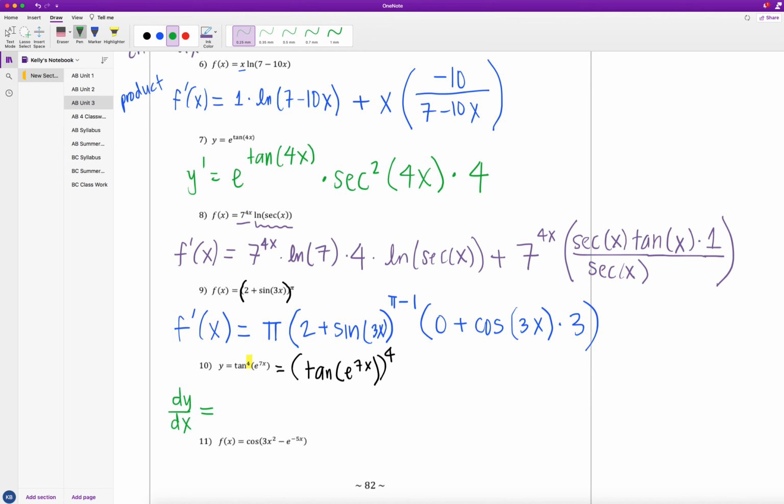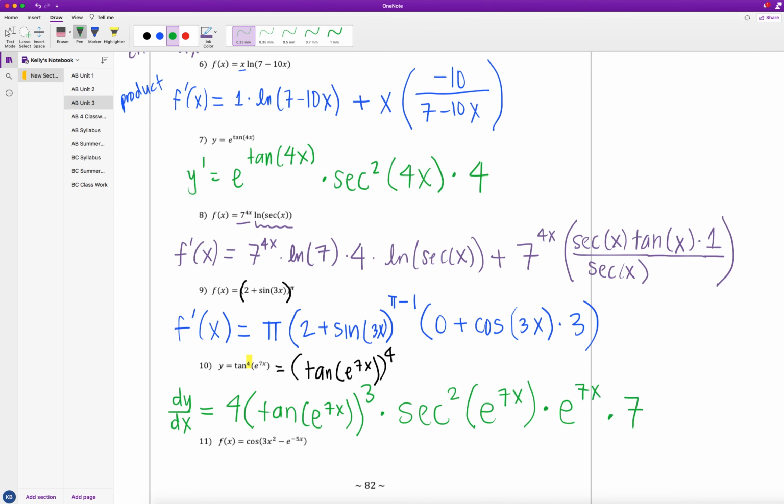Okay, let's check this together. So my outermost function is the 4th power, so my power comes down, keep the inside the same. Now to the 3rd power by subtracting 1, so tangent of e to the 7x stayed the same, times, now I need to do the derivative of the inside. To take the derivative of tangent of e to the 7x, it's another chain rule. Tangent's my outside function now, so the derivative of tangent is secant squared, keep the inside the same, so keep the e to the 7x the same, times the derivative of the inside here, which is another chain rule. So e to the 7x, that derivative will be e to the 7x times the derivative of the exponent there, which is going to be 7.